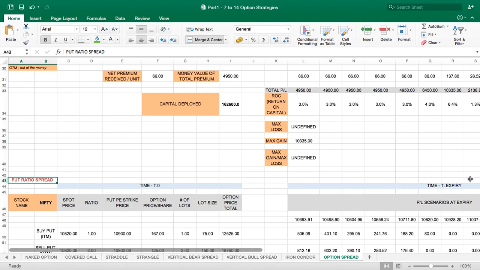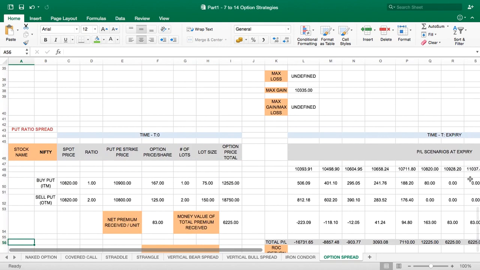And conversely, in a put ratio spread, I'm betting that the price is likely to remain above a particular threshold. So here, once again, I'm taking a 2:1 ratio, which is I'm buying one in the money put option, and against that, I'm selling two out of the money put options.